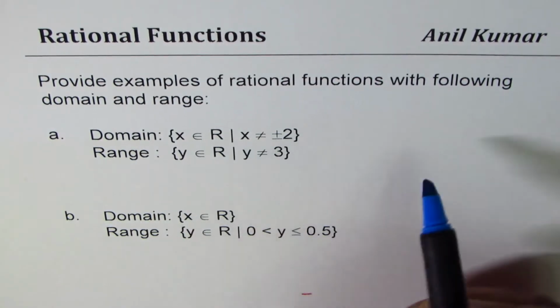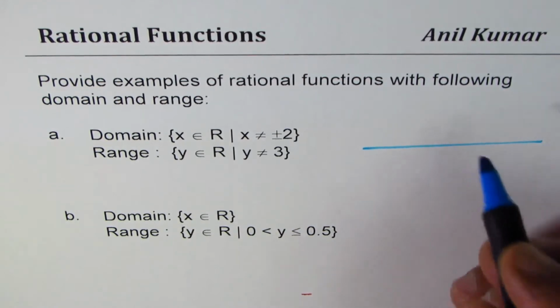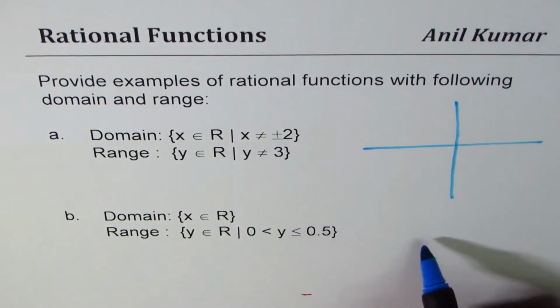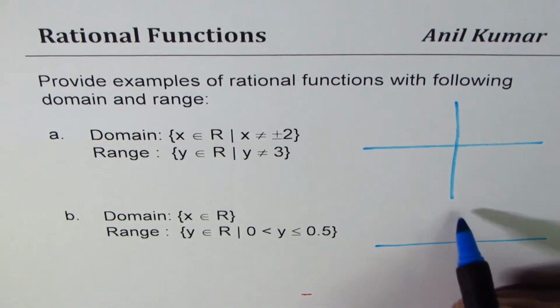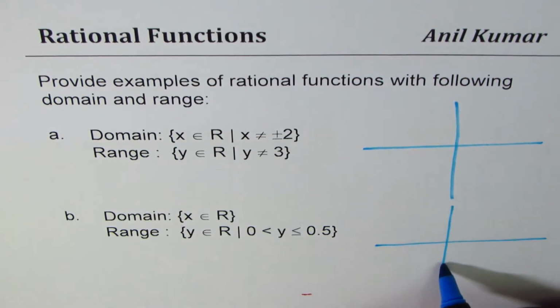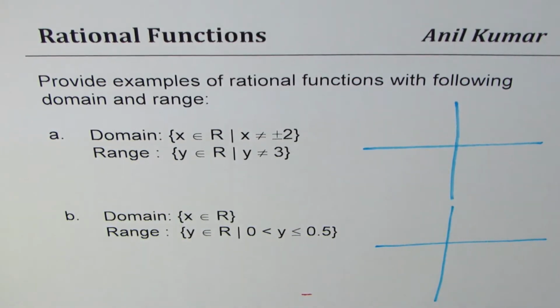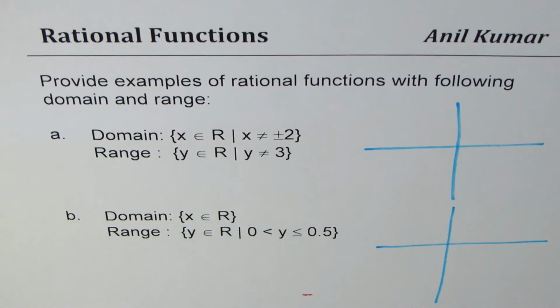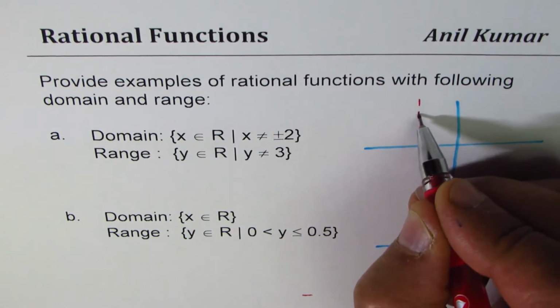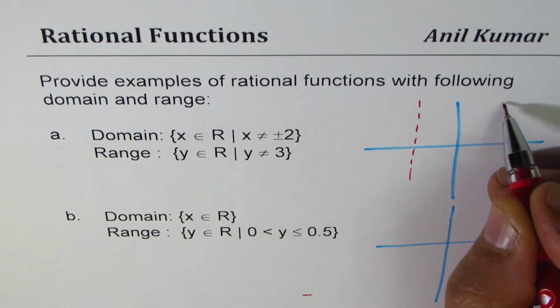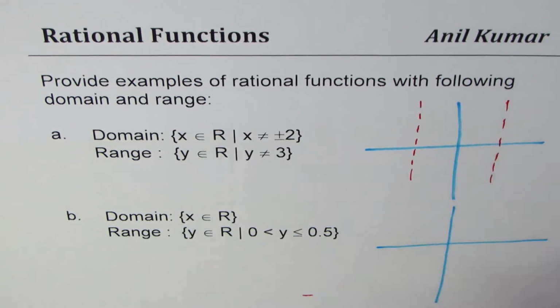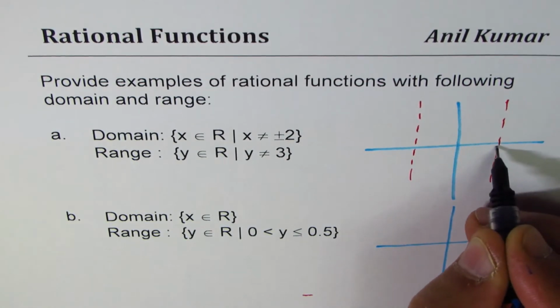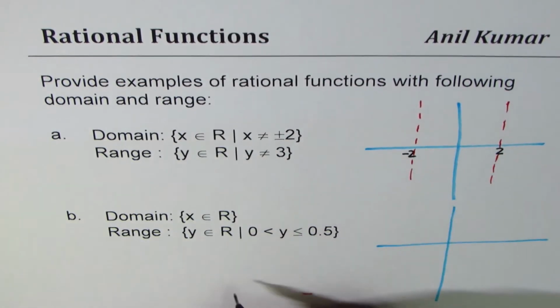Now, for such functions, let me sketch a graph first. We could do easily both things. I'm sketching so that you can write down the equation, right? So a sketch will give you an idea. So we are saying domain does not include plus and minus 2. So that could be implemented by having two vertical asymptotes. One at plus 2, the other one at minus 2, right? So plus 2 and minus 2.